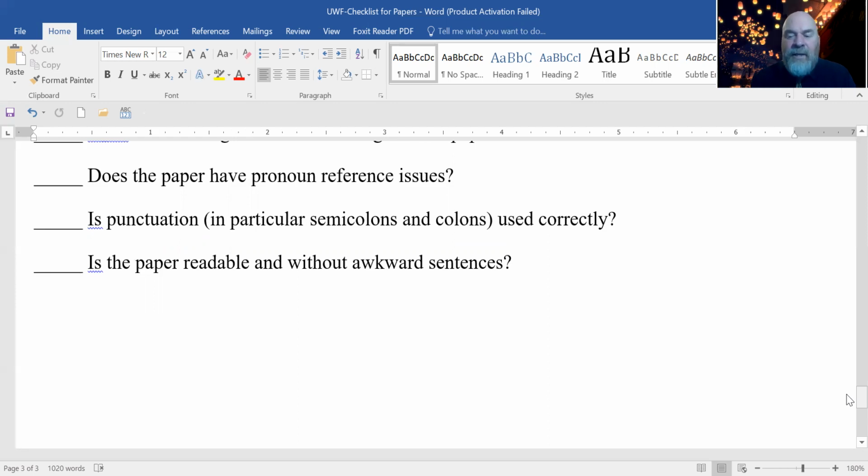And there may be exceptions to this, especially with increasing usage of the word they. And if that's the case, if you're using they in a singular sense, then that should be clear in the paper, just so it doesn't confuse the reader.